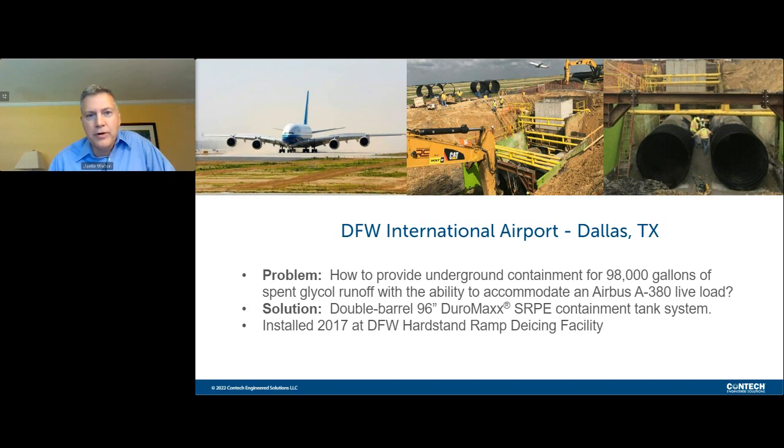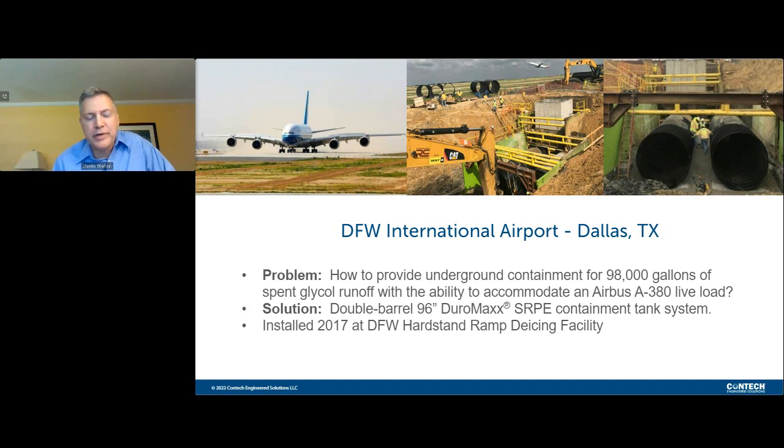DFW International Airport in Dallas is one of 16 U.S. airports that have been formally approved by the FAA to accommodate the world's largest passenger aircraft, and that is the Airbus A380-800. This aircraft can hold 853 passengers, and needless to say, it is very large.